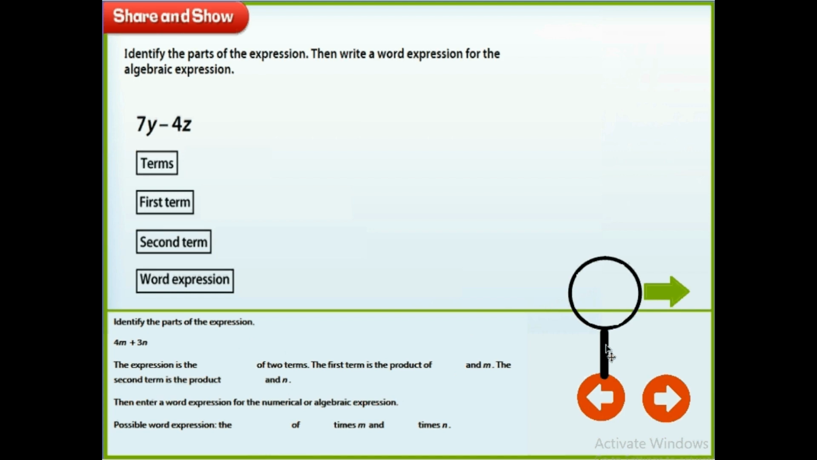Then enter a word expression for the numerical or algebraic expression. Possible word expression: the sum of 4 times m and 3 times n.